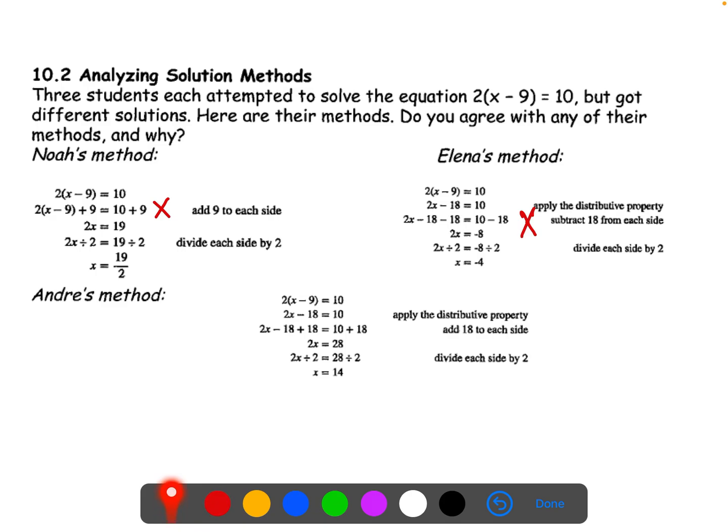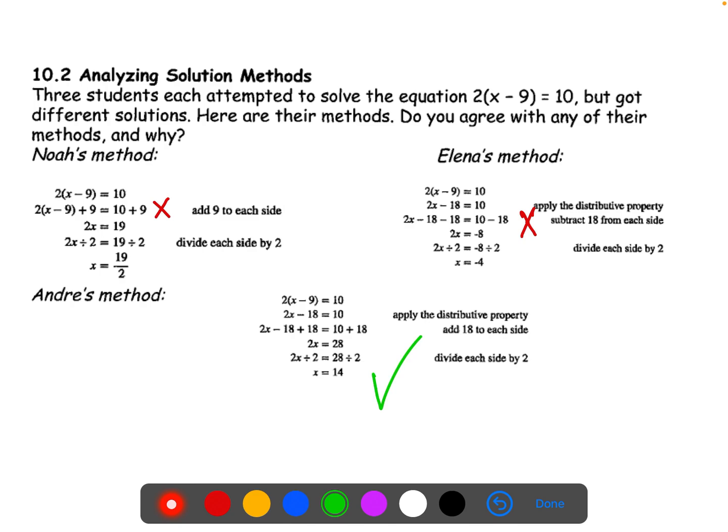Let's hope Andre did it right. He took the original equation, applied the distributive property, and got the same thing that we just checked with Elena, so we're good there. Now, Andre does the inverse operation, which was Elena's misstep here. He does it to both sides, so that's good. So these 18s should cancel each other out, and we're adding 18 to our total now. 2x equals 28. That all looks good. We want to get rid of that times 2, so we'll divide by 2, balance it on the other side. x equals 14. Andre did a fantastic job.